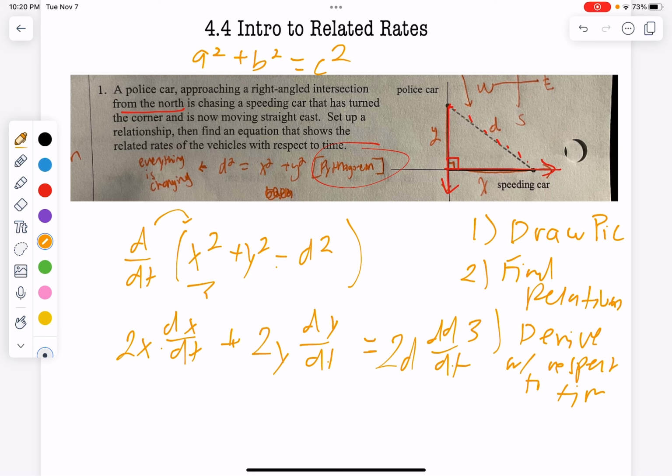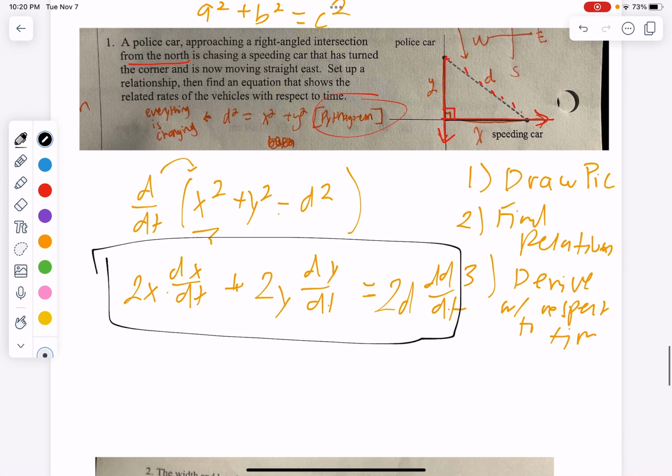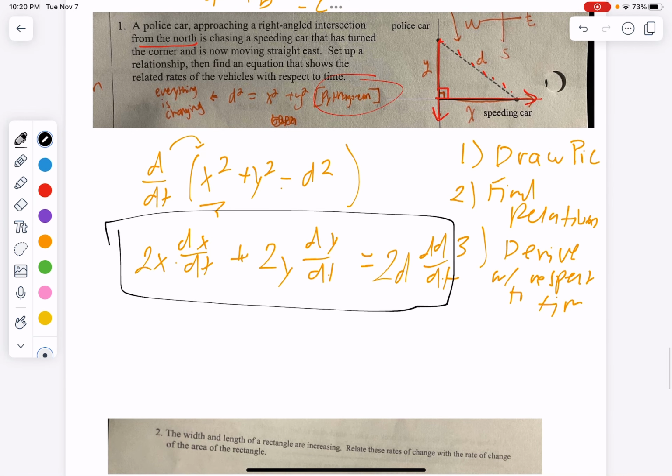A little crazy there. But that is basically the equation that shows the related rates of the vehicles with respect to time. That'd basically be your final answer. All right? So that's your steps here. And let me just write implicit. You're going to be doing a lot of implicit differentiation, and of course with implicit comes chain rule. So if you don't remember how to do that, go review that.